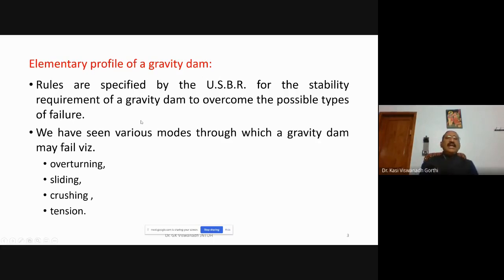Let us see the elementary profile. USBR specified the rules for the stability requirement of a gravity dam. We have seen various possible types of failures, like crushing, maybe compression, or developing tension within the body of the dam, or the dam may fail by overturning, or the dam may fail by shear, etc. So the United States Bureau of Reclamation specified certain requirements for a gravity dam to be safe. All these modes of failure we have seen.